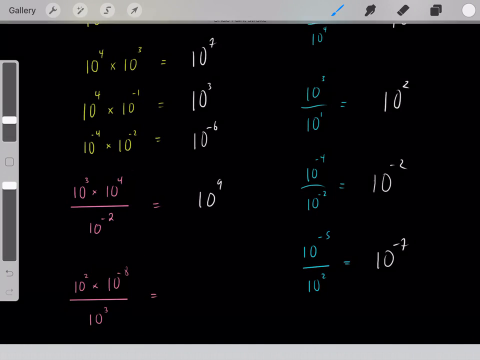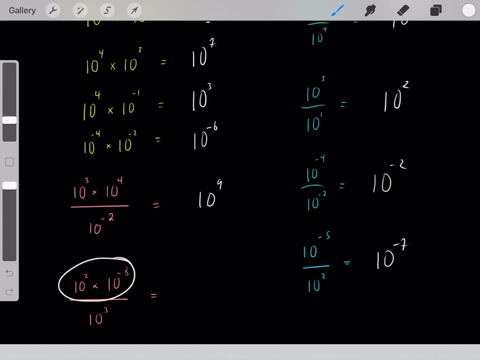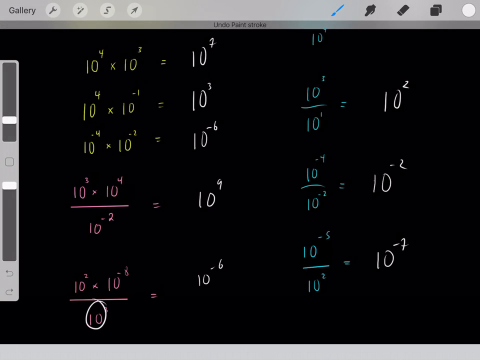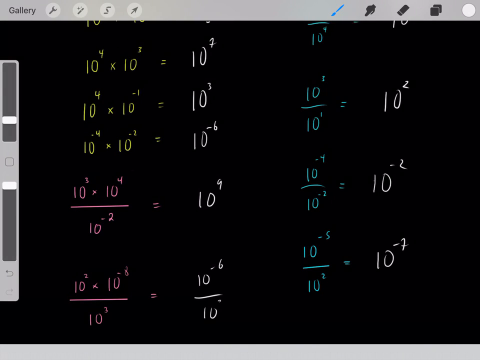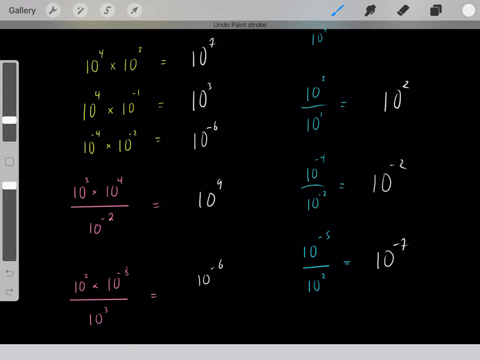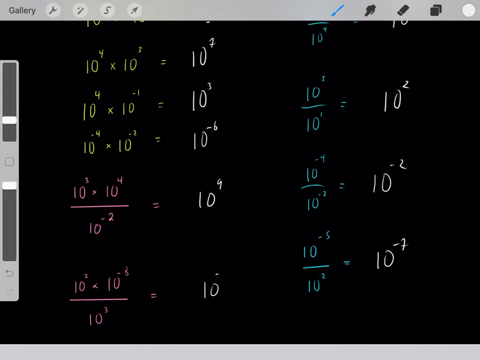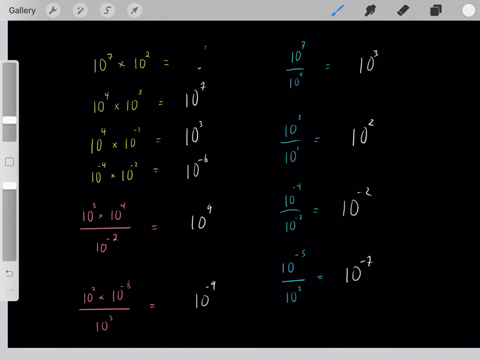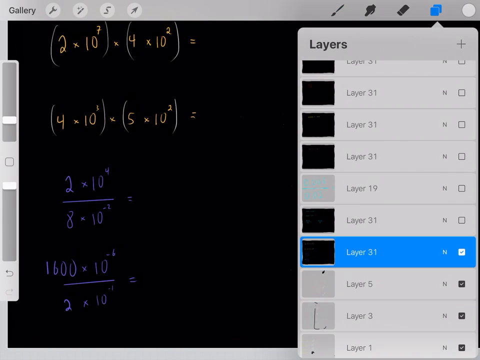So what about this example? Again, I like to break it into components. First, focus on this guy. We add the exponents, so this we know is 10 to the negative 6. But we still have this guy down here, and we know how we do this. We take the top exponent and subtract the bottom exponent. So negative 6 minus 3 is negative 9. So now we know this equals 10 to the negative 9. Again, with repetition, hopefully eventually this starts to make more sense.